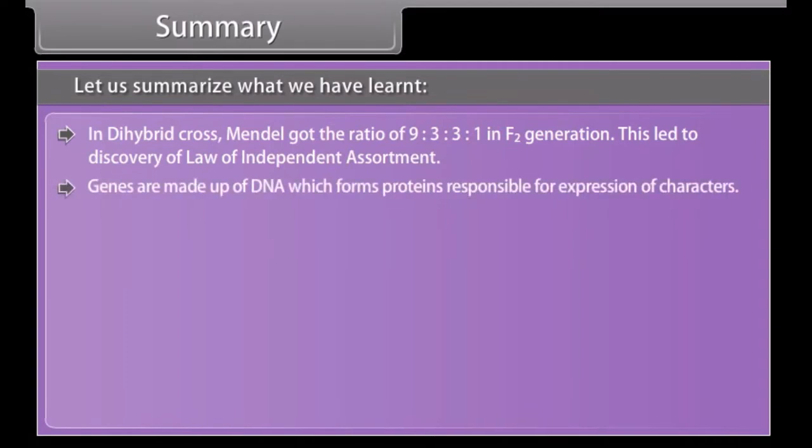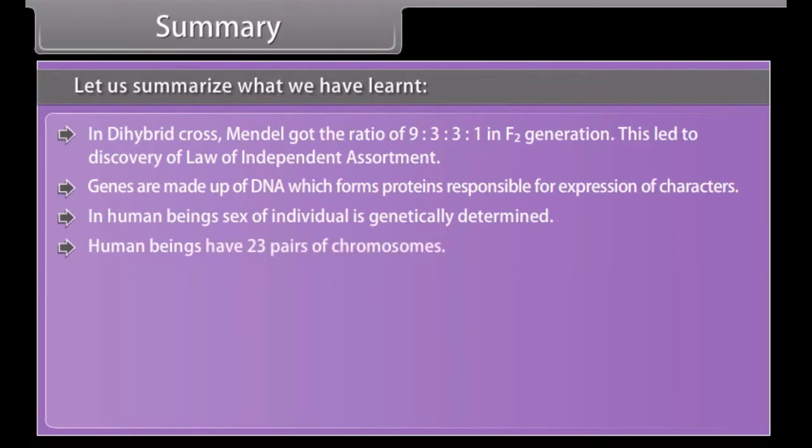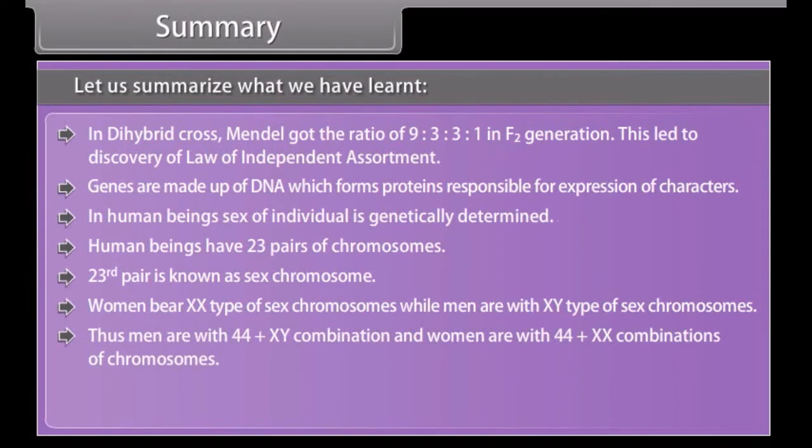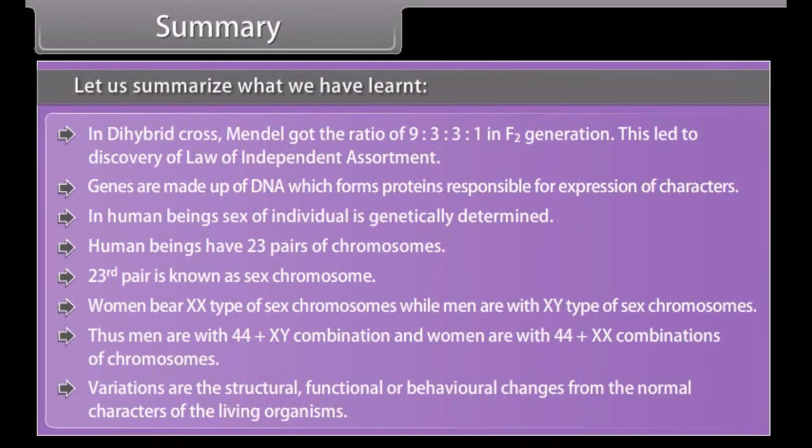Genes are made up of DNA, which forms proteins responsible for the expression of characters. In human beings, the sex of an individual is genetically determined. Human beings have 23 pairs of chromosomes. The 23rd pair is known as the sex chromosome. Women bear XX type of sex chromosomes, while men have XY type of sex chromosomes. Thus, men have a 44 plus XY combination, and women have a 44 plus XX combination of chromosomes. Variations are the structural, functional, or behavioral changes from the normal characters of living organisms.